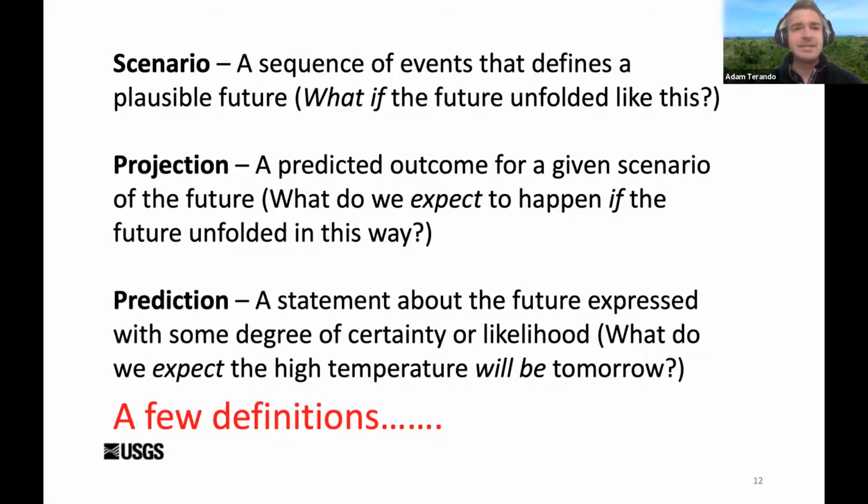One way to think about it is a scenario is when you have the question, what if? So what if the future unfolded in this manner? A projection is a predicted outcome for a given scenario of the future. So what do we expect or what do we predict would happen if the future unfolded in a particular way?